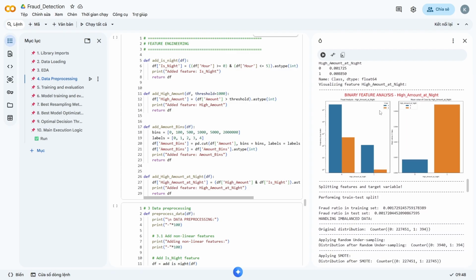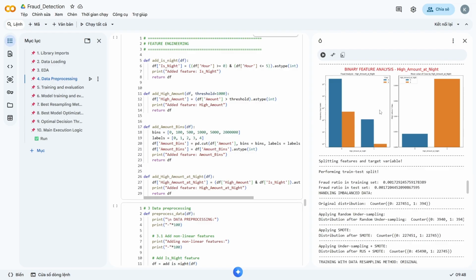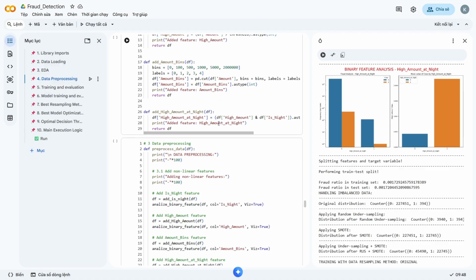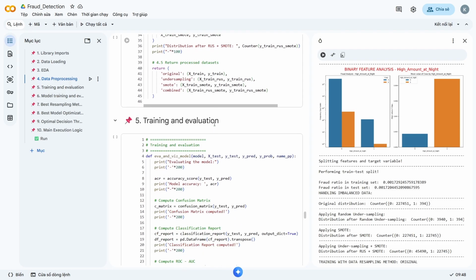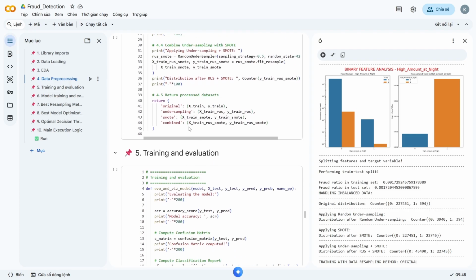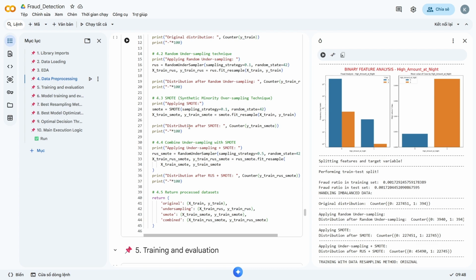So once the features are engineered, we get to the main event, the balancing act. The first step is pretty standard. You split the data, holding back 20% to use as a test set. But crucially, they use stratification. Stratification. So that makes sure that the tiny percentage of fraud cases gets represented equally in both the training and the testing groups.